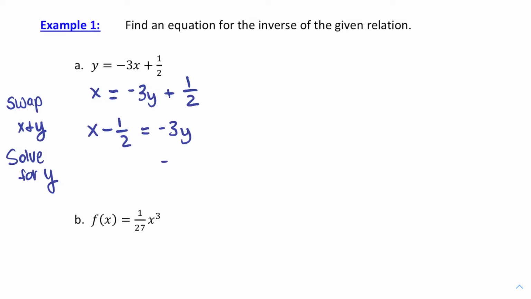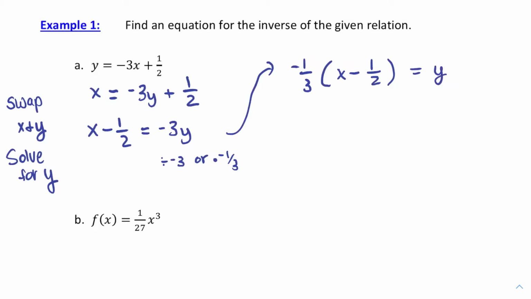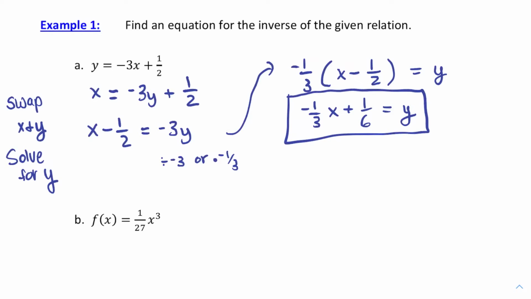subtract 1/2. Divide both sides by -3, which is actually easier to multiply by -1/3 since there's a fraction involved on the left-hand side of your equation. Then you're going to have to multiply everything by that -1/3, which gives you -1/3 x plus 1/6 equals y. So that's the equation of your inverse relation.